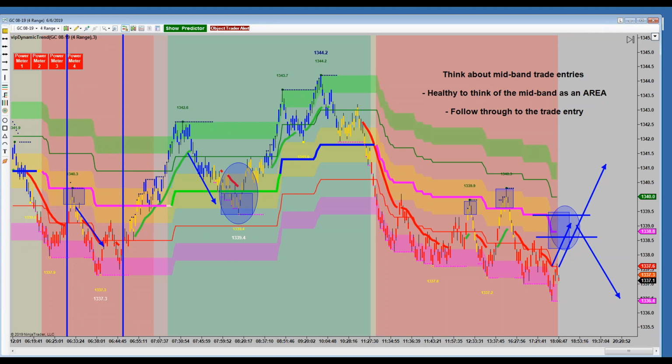If you can remember those two things, that's a really simple thing that I think is going to help with your trade entry. Think of the mid-band as an area, and remember that there's got to be follow through in your trade entry direction, whether it's short, kiss and roll, or bounce long. Okay? Simple little thing to keep in mind.